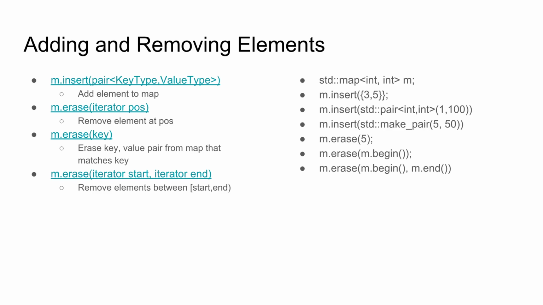Any questions here? Yeah. So {3, 5} is also a pair, and this would be inserting it with the initializer list construction of a pair. Normally I would do it the first way. Sometimes, though, it won't allow me to do this for whatever reason, and so the other two versions over here are guaranteed to always work.